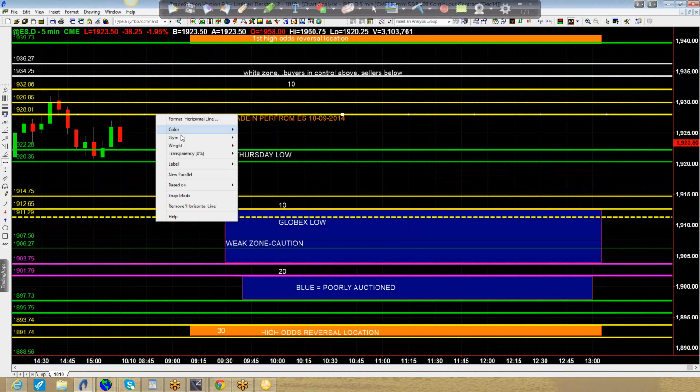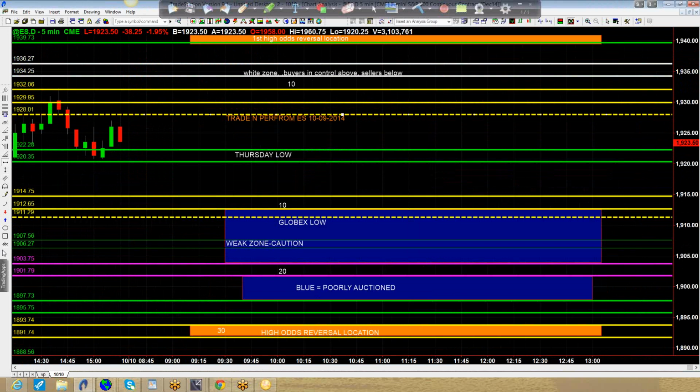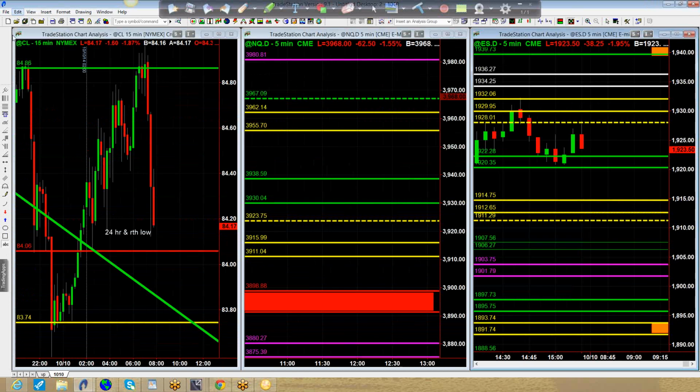Okay. And I will adjust those momentarily. But for now, just know that that is Globex High. Move this down. Okay, and I will save the file and pop it out to everybody here really quick.